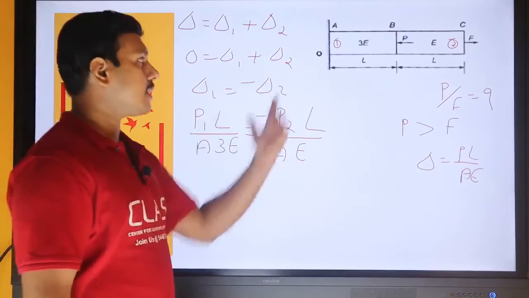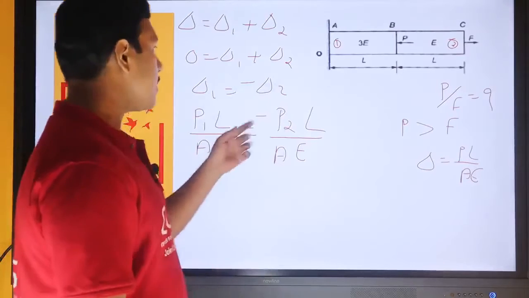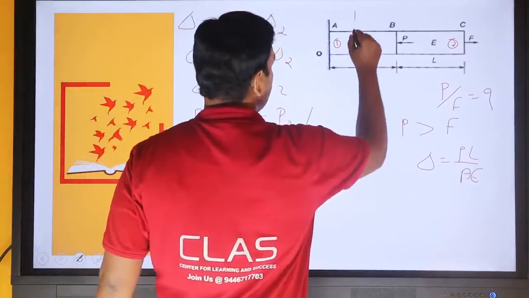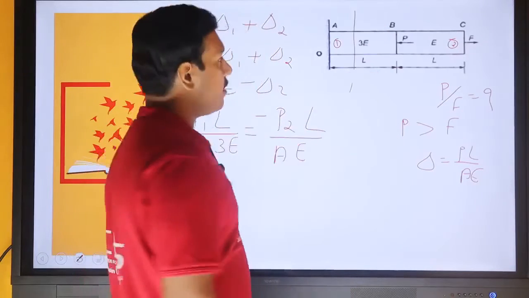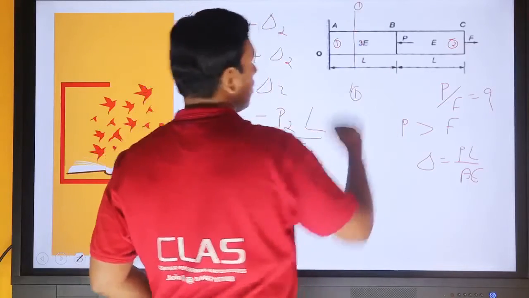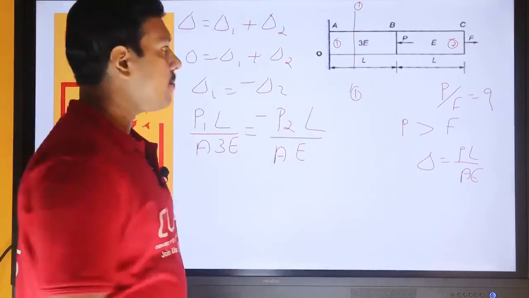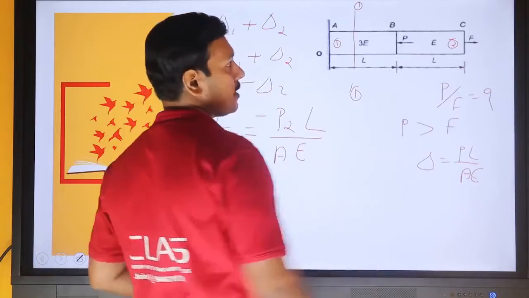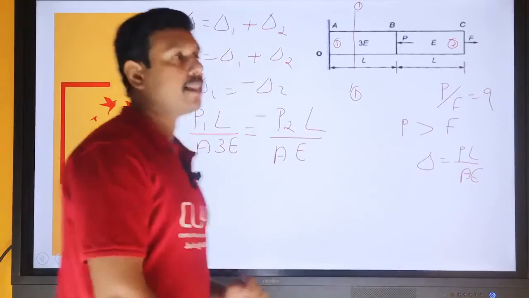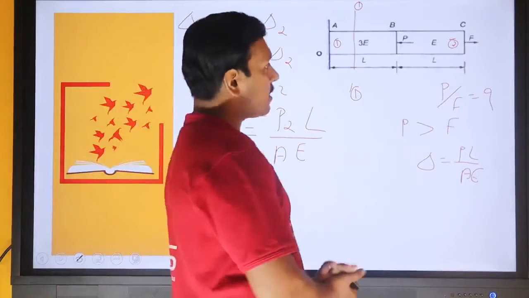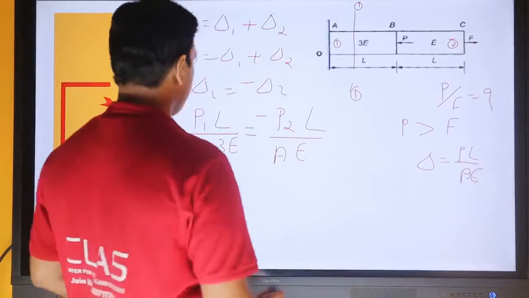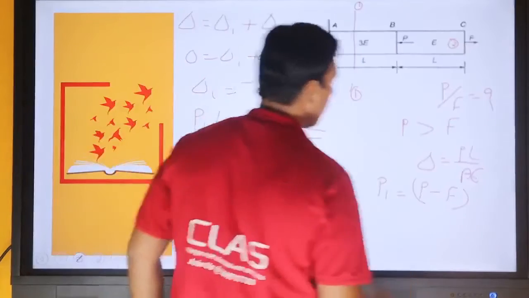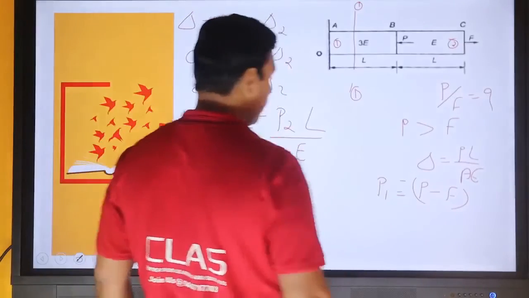P1 is the load acting at section number 1 or bar number 1, and P2 is the load acting at bar number 2. To get the load acting at bar number 1, I consider a section 1-1 here. Sum of forces towards the right of the section. P is compressive and F is tensile. Here I am assuming the magnitude of P is greater than F. So P minus F, which is compressive. Therefore P1 is P minus F. Since it is compressive, we can give a minus symbol.